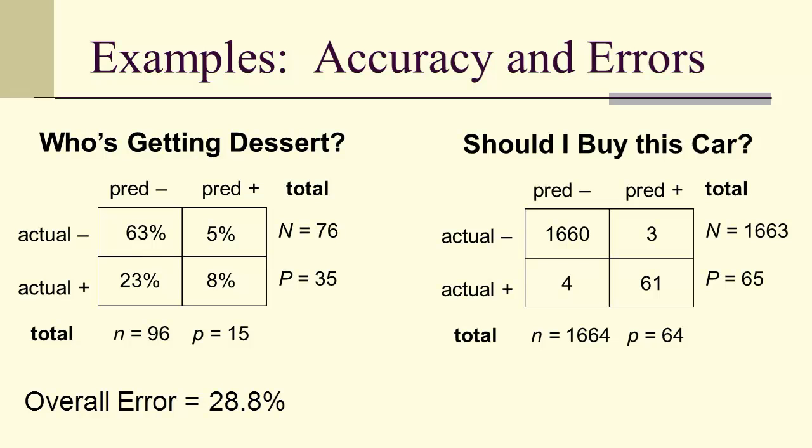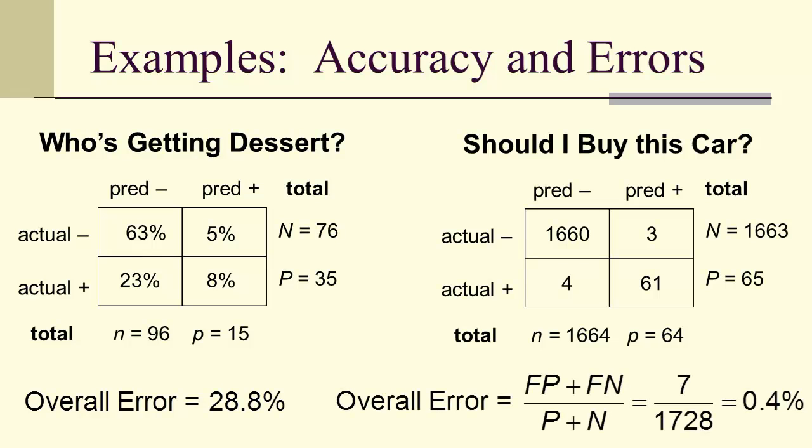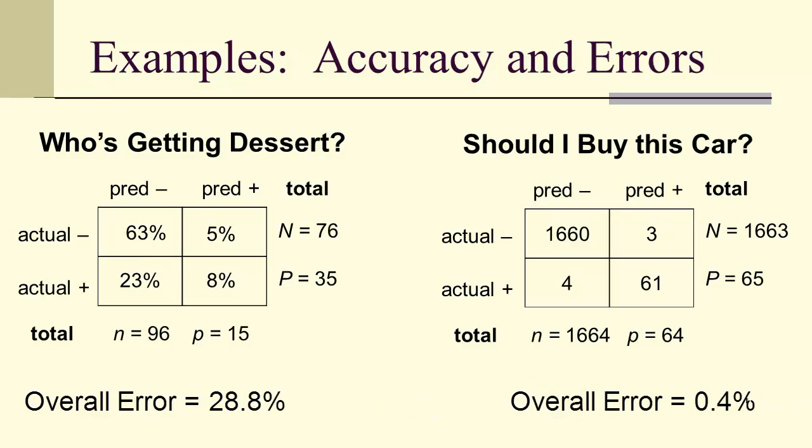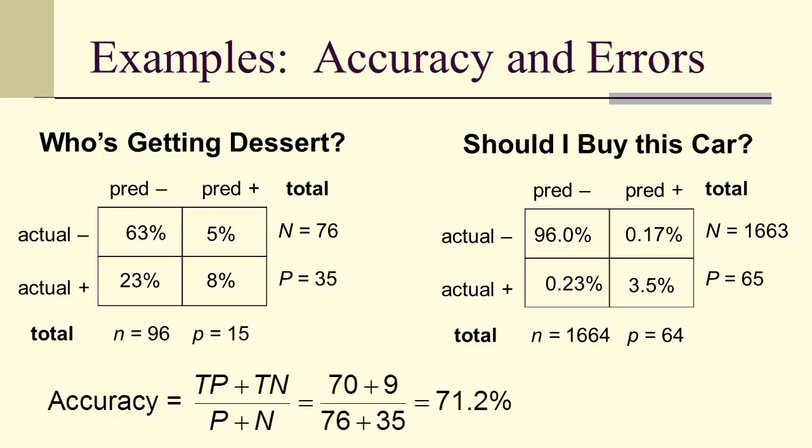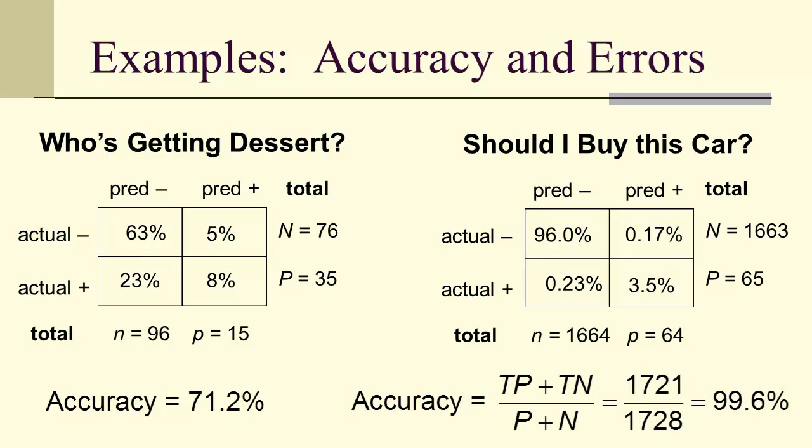Same thing with should I buy this car. The overall error is only 7 over 70/28, only 0.4%. That's a very low error. And again, we can look at the confusion matrix in terms of percentages. Now accuracy is the rate of true positives and true negatives to the total, and that's 71.2% for the dessert and 99.6% for should I buy this car.